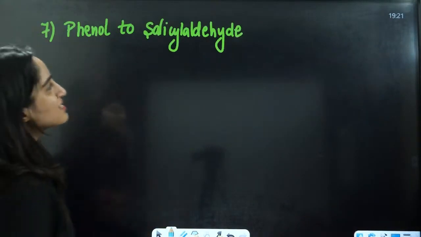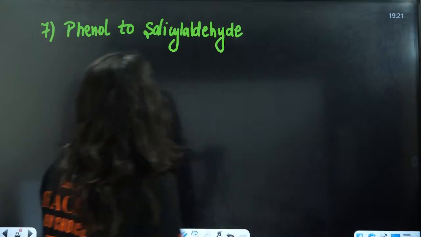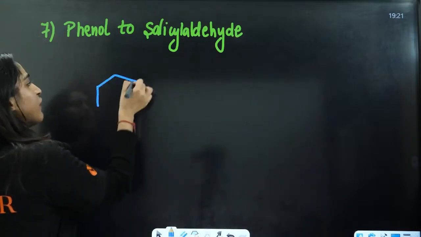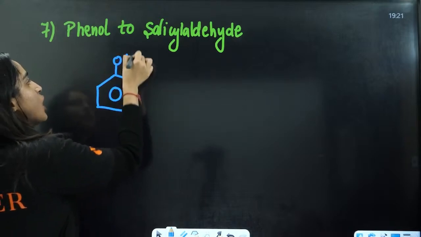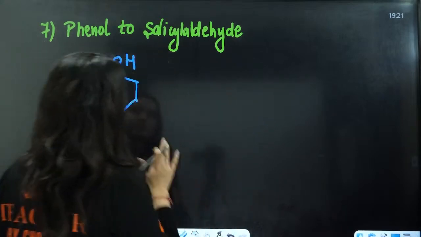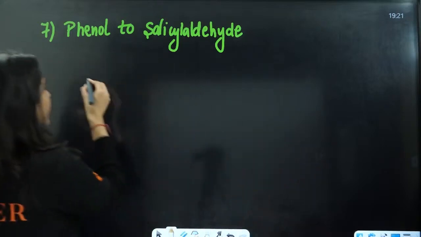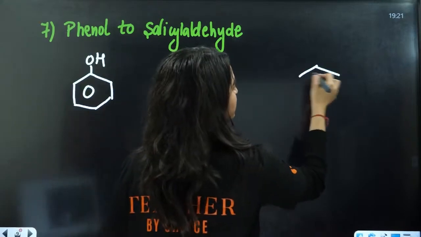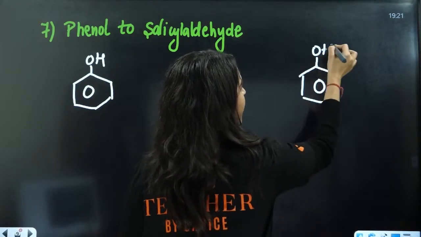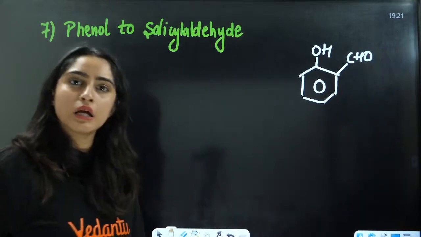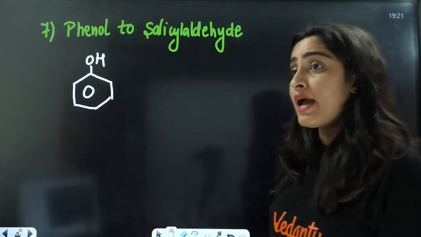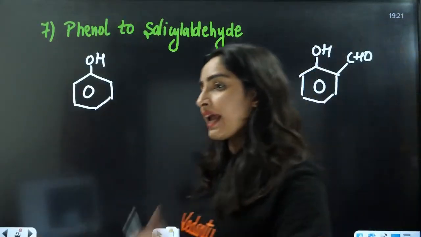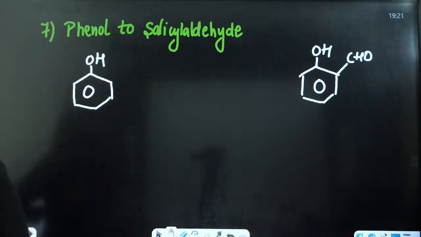Next is phenol to salicylaldehyde. You have phenol. Everybody, very simple reaction, very important naming reaction. You are going to convert it into salicylaldehyde, that is, this is OH and this is CHO. Now what is the name of this reaction? When we have salicylaldehyde, in that case, what is the answer? Everybody in the chat box.